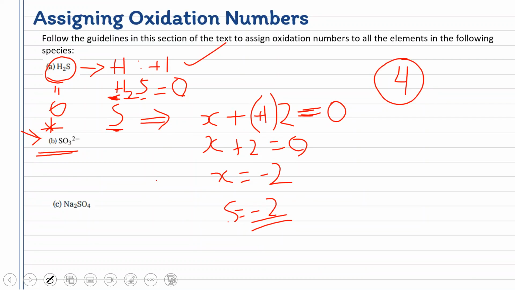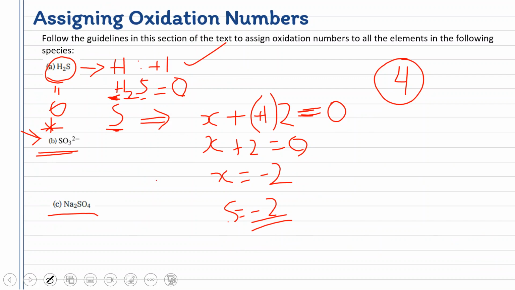Okay, so what was the other question? The next question was to find oxidation number for each of the elements. So we're going to have to find the oxidation number for each of the elements in that compound. So let's try that together. What was the compound? Na2SO4. So let's try it. We have Na2SO4. So we want to find the oxidation number for each of the elements here.